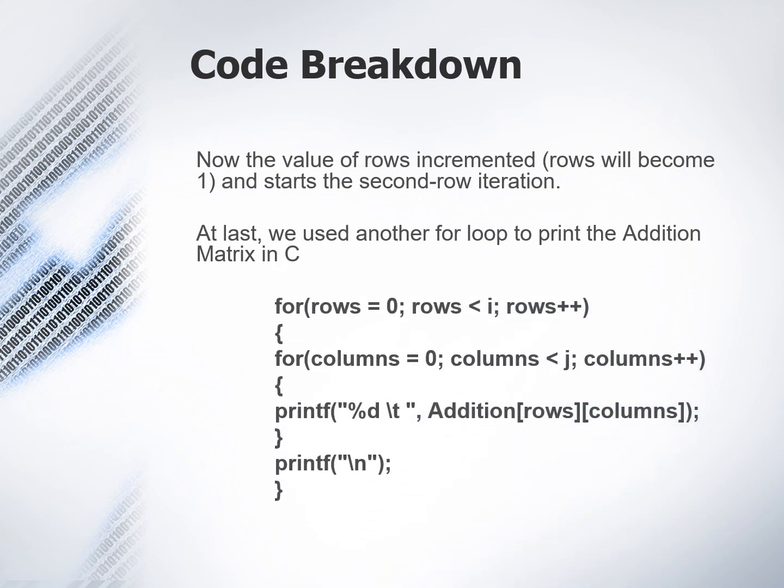So here's the for loop to print the addition matrix that contains the printf statement, %d\t addition[rows][columns]. Thank you, students.